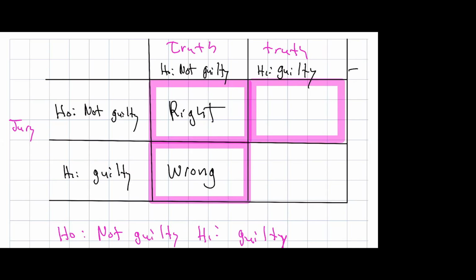For that box, the jury said they're not guilty and the truth is they're guilty. So did they come up with the wrong decision or a right decision? Wrong? Yeah, so wrong. So we'll put wrong. And let's do this last one over here.